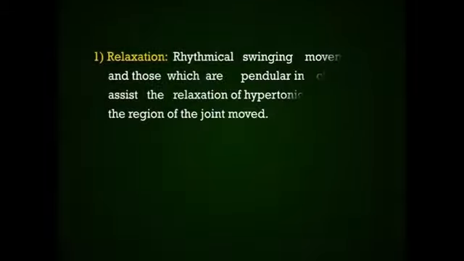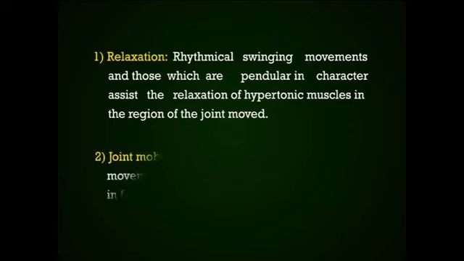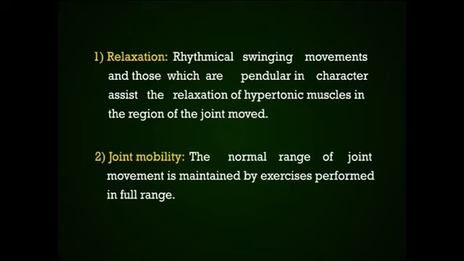The first one is relaxation. Rhythmical swinging movements and those which are pendular in character assist the relaxation of hypertonic muscles in the region of the joint moved. The second one is joint mobility. The normal range of joint movement is maintained by exercise performed in full range.